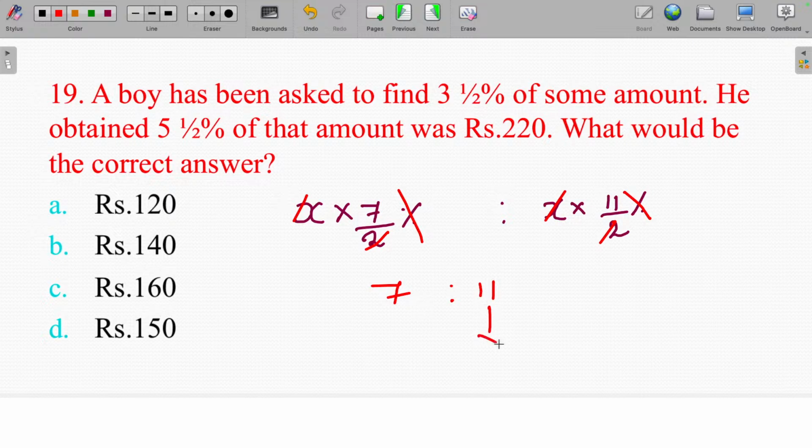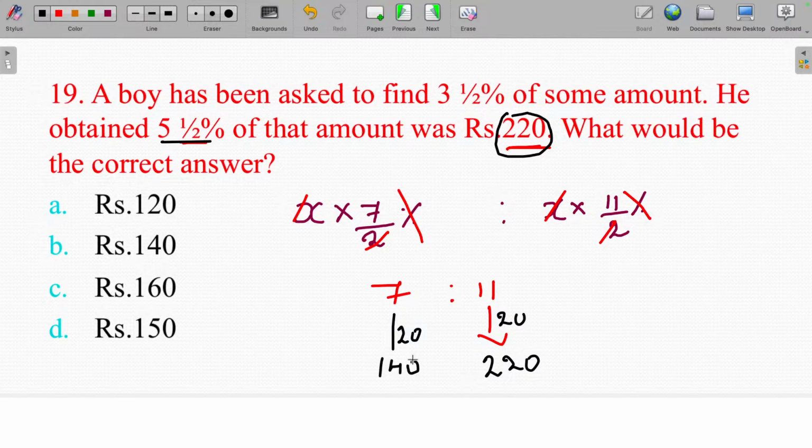But according to the question, this is 220. When will he get 220? When I calculate 5.5 percent, then I will get 220. Tell me which number I have to compare now, 7 or 11? This 220 I have to compare with 11 parts. 11 parts is equal to 220, so one part is equal to 20. Then 7 parts is equal to how much? 7 into 20, 140 is the answer.